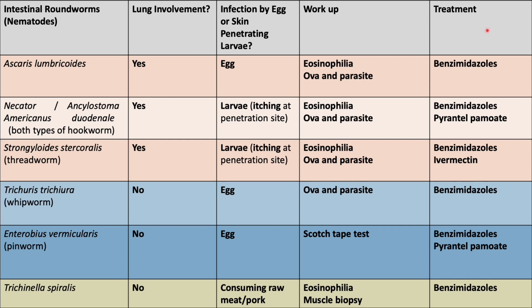Now we've not yet discussed much the treatment, but you should note that any of these parasites can be treated with the benzimidazoles, which include albendazole and mebendazole. Two other antiparasitic drugs include pyrantel pamoate here, which can be used for the hookworms, or for Enterobius pinworms. Additionally, ivermectin can be used for Strongyloides.